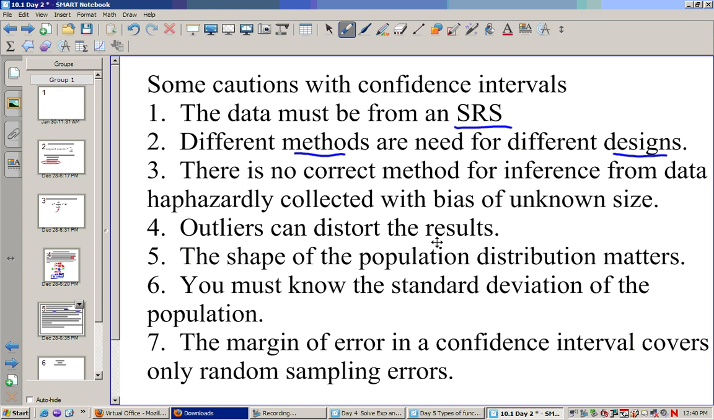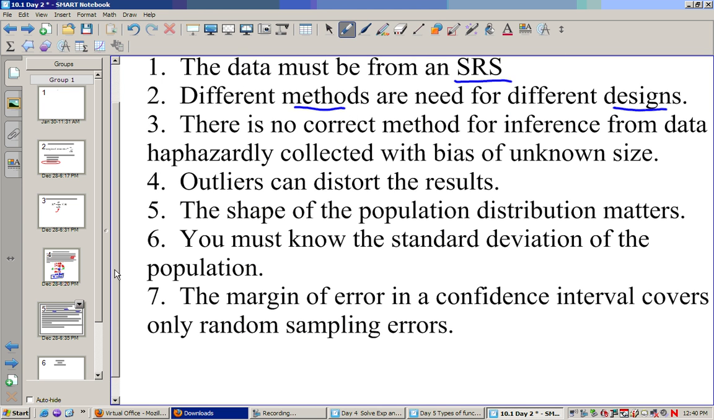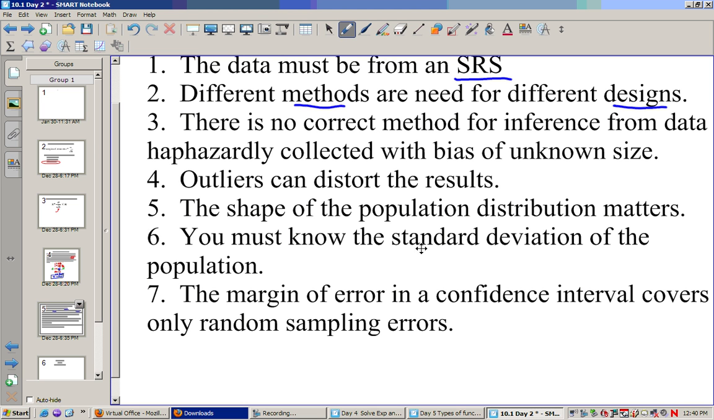Outliers can distort the results. The shape of the population distribution matters. If the population distribution is normal, then each sample from that will also be normal. You must know the standard deviation for the population, and the margin of error and confidence interval cover only random sampling errors.